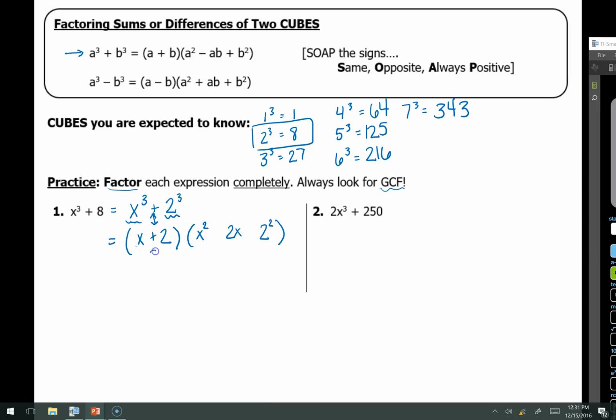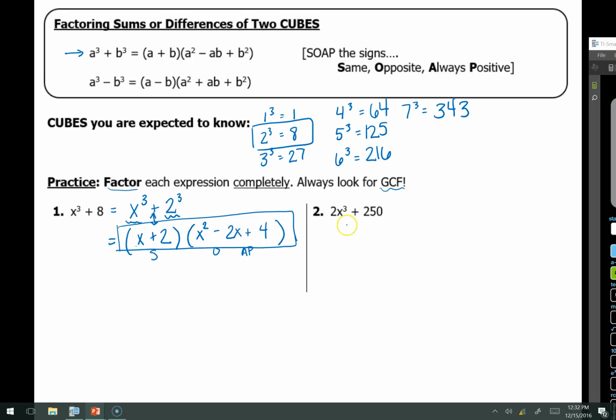Now to do my signs, I have same sign, opposite sign, and then always positive. So that is my, oops, fully factored, but I do need to change this 2 squared. I'm just going to erase it there and write a 4. You could write that out as a second step if you'd like, or a third step if you'd like. This does not factor anymore, so I'm done.